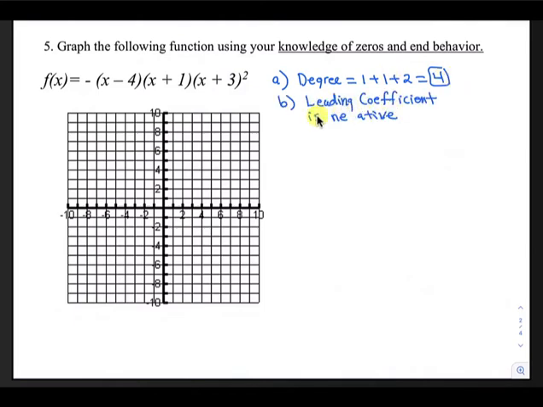We also know that the leading coefficient is negative. We can see that here because of the negative in front. We also know that the end behavior is going down on both ends, and that's because we have an even degree polynomial and the leading coefficient is negative. So we conclude that the graph is going down on the left and down on the right. We also know what the zeros are. The zeros are positive 4 from the x minus 4, negative 1 from the x plus 1, and negative 3.